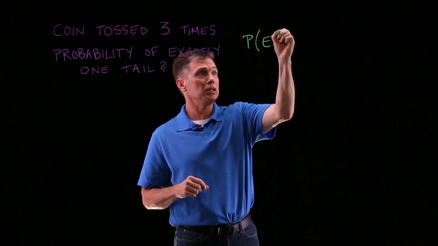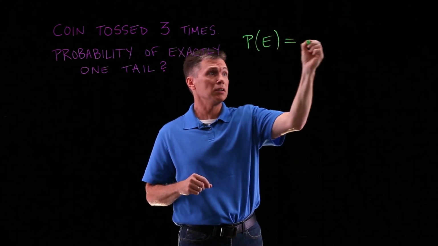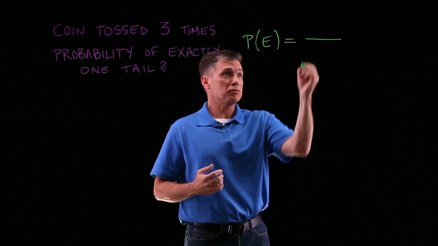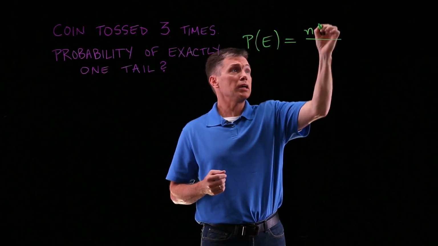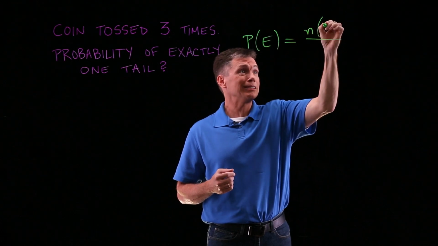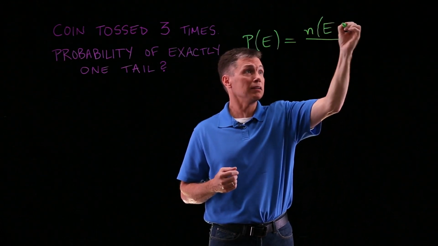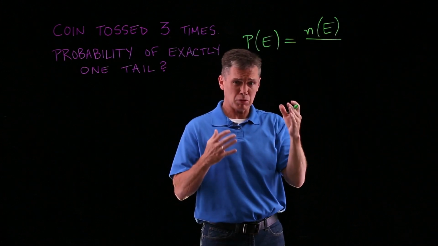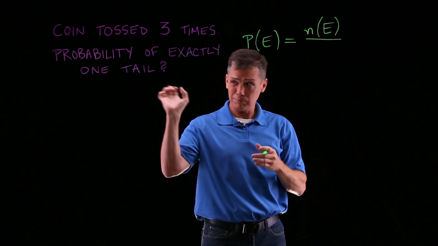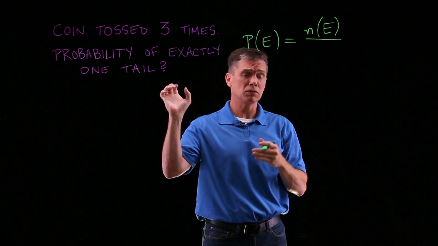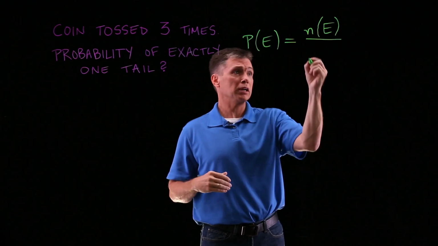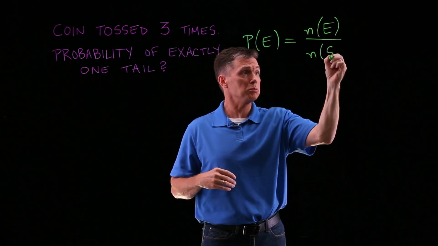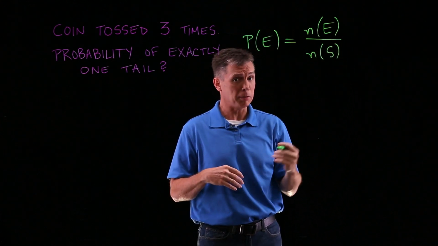So my probability of any event is a fraction, where the numerator of the fraction is the number of ways that that desired outcome, that event, can occur. So that notation is the number of ways we can get what we want, exactly one tail in this case. The denominator of your fraction is the total number of ways that that experiment could play itself out.